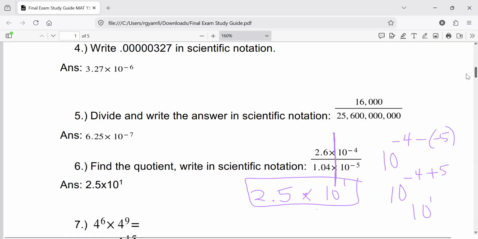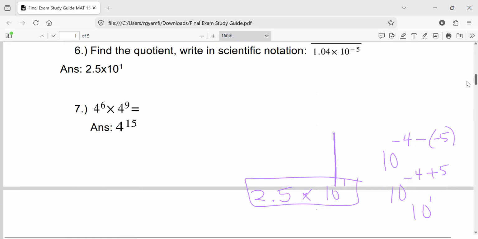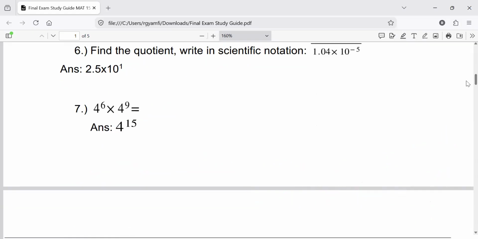All right. Number 7. In number 7, we've got 4 to the power 6 times 4 to the power 9. Remember, the rule says when you have two exponents multiplying, add the powers. So we've got 4 to the power 6 plus 9, which gives us 4 to the power 15.